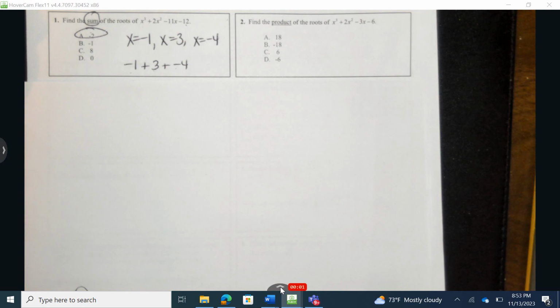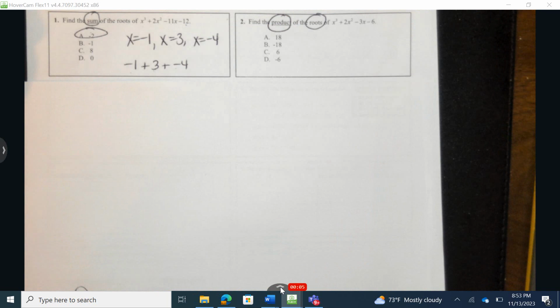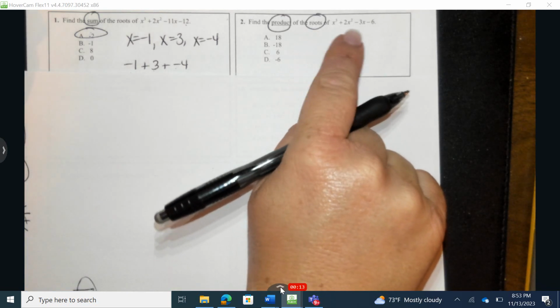Find the product of the roots. So key words here: we need to know, what does it mean by roots? Roots are solutions, x-intercepts, and product means to multiply them. So let's start by identifying what are the possible rational roots.